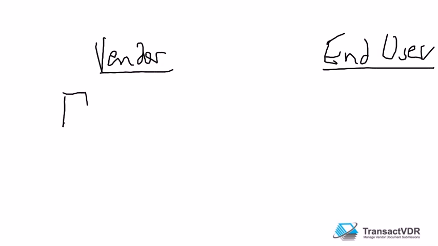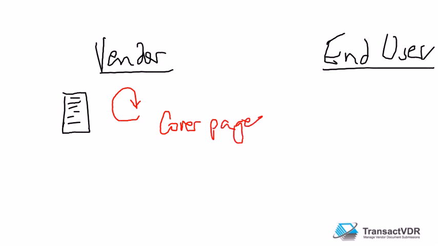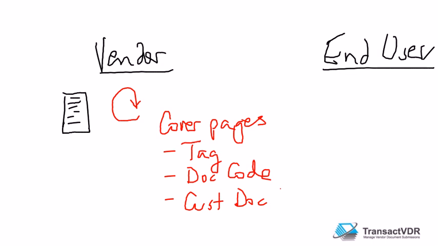Take a single document prepared in the vendor standard format. In order to submit this for the first time to the end user, we must manipulate the document and add cover pages. On that cover page, it must list out every single tag to which this document is connected. It must identify the document code. It must include the customer document number, which at some point was supplied by the end user. It must identify the PO and the project.